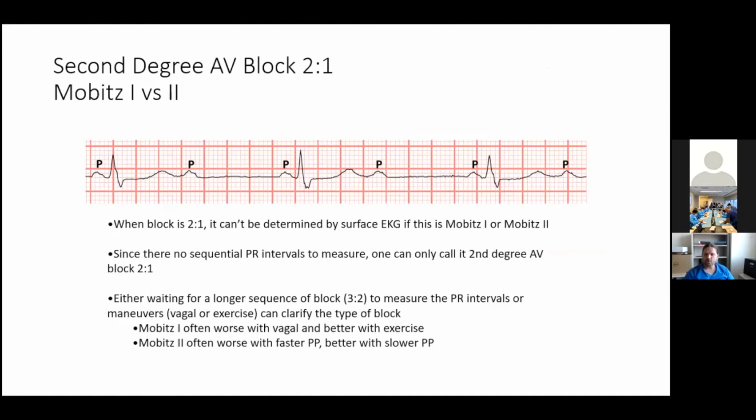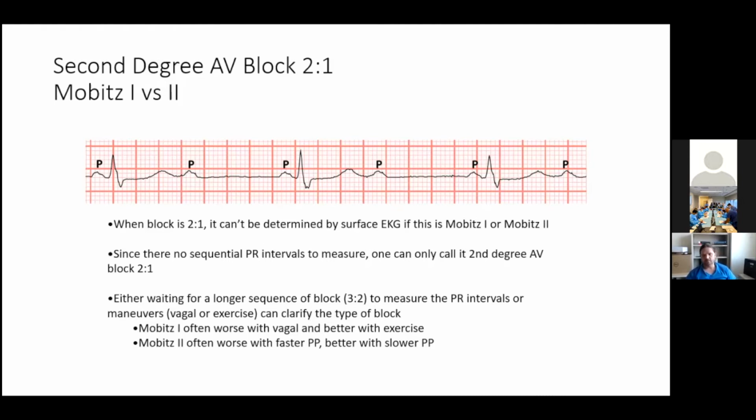All right, 2 to 1 block is a special case. We can't tell whether it's Mobitz 1 or Mobitz 2 until somebody's interval of conduction changes. So often we ask people to do maneuvers. With vagal maneuvers, Mobitz 1 is already vagally mediated. It will often get worse. Or if we do things to remove vagal tone, such as having the patient exercise, whether it's truly walking or just arm grips and isometric exercises, conduction will often improve because the vagal tone will lessen.